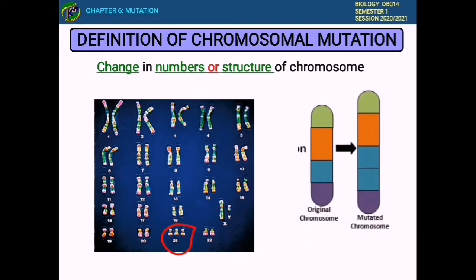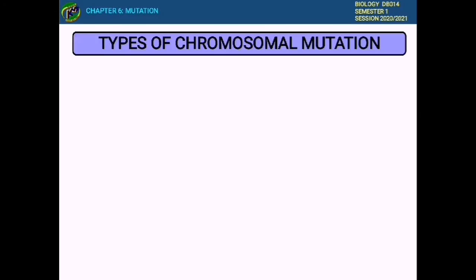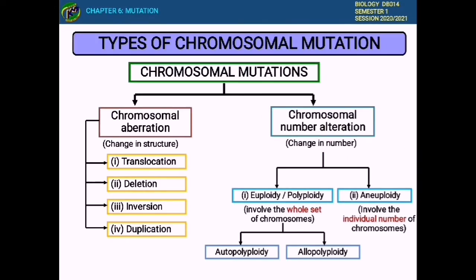And here we also have change in structure of chromosome. Here we have the original chromosome. Here we have the mutated chromosome, where the blue segment of chromosome is repeated. So next, we have two types of chromosomal mutation. The first one is chromosomal aberration, which is change in structure, and chromosomal number alteration, which is change in number.